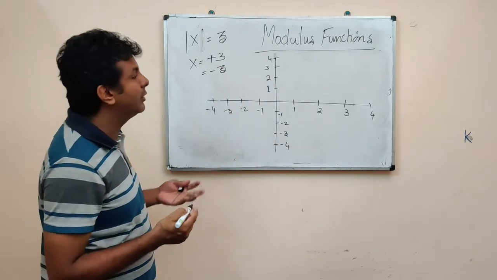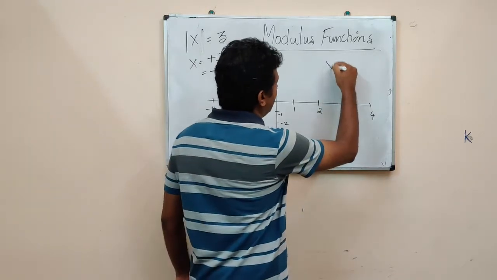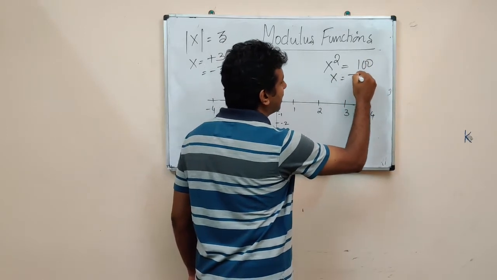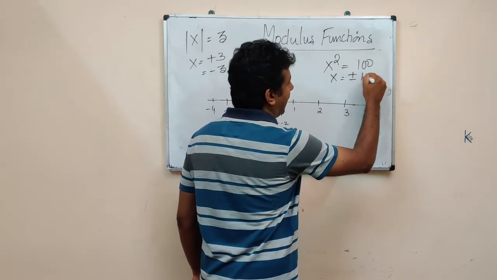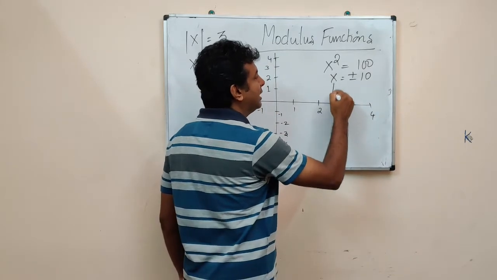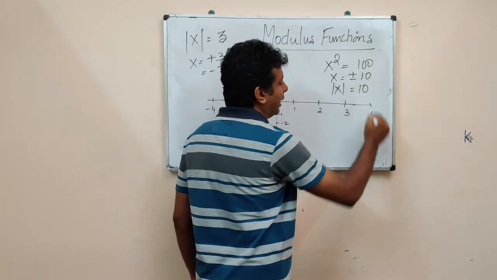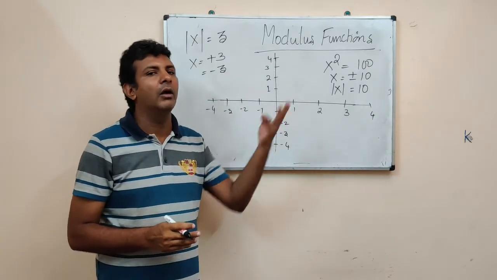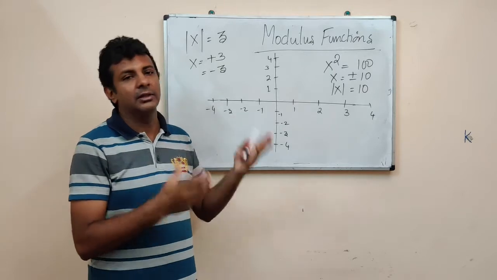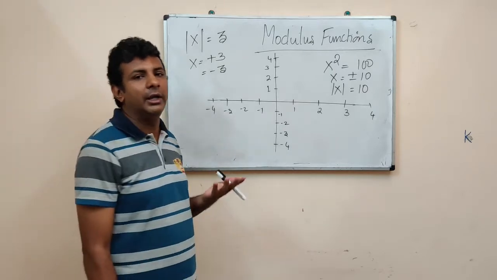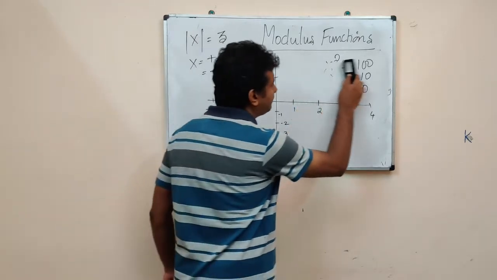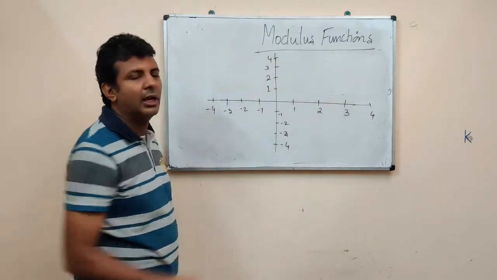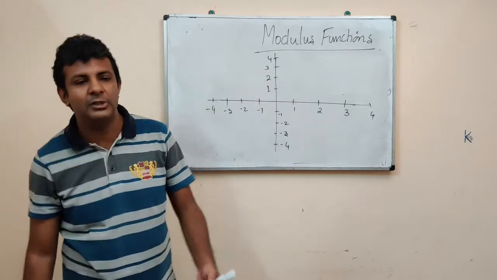Now generally it is very useful in square functions. If I say x square equal to 100, the value of x is either plus or minus 10. We all know that, and we could easily represent this as mod x equal to 10. Mod x equal to 10 essentially means x equal to 10 or minus 10, and that is where this is most commonly applied in high school algebra. Now let us look at a few applications of this and how it will be represented in the xy plane.